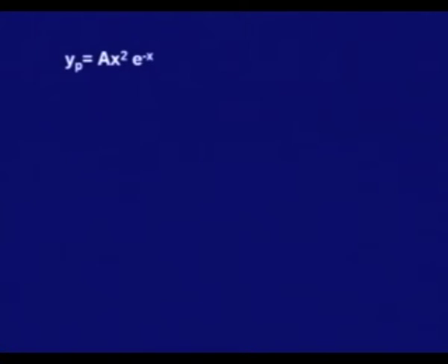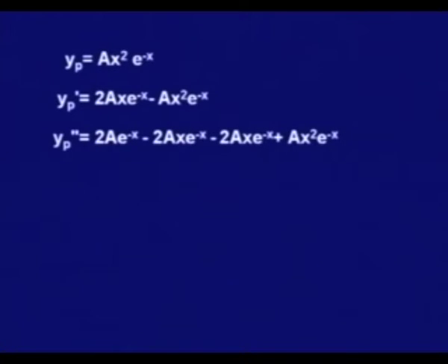Find yp' and yp''. So, yp' is 2ax e^(-x) - ax^2 e^(-x). The second derivative is 2a e^(-x) - 2ax e^(-x) - 2ax e^(-x) + ax^2 e^(-x), that is 2a e^(-x) - 4ax e^(-x) + ax^2 e^(-x).